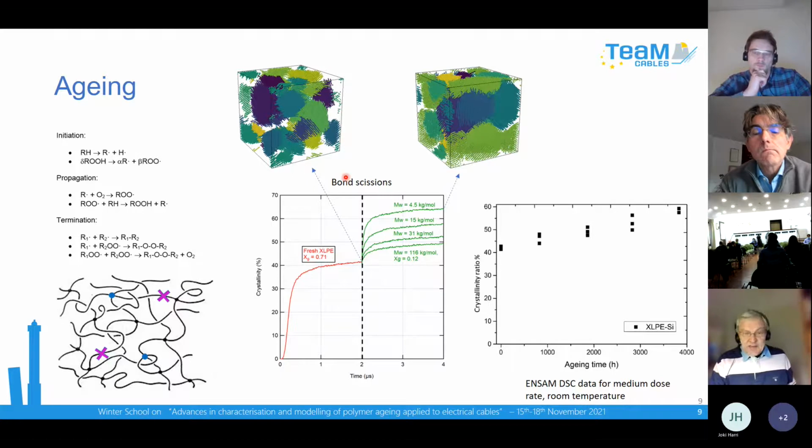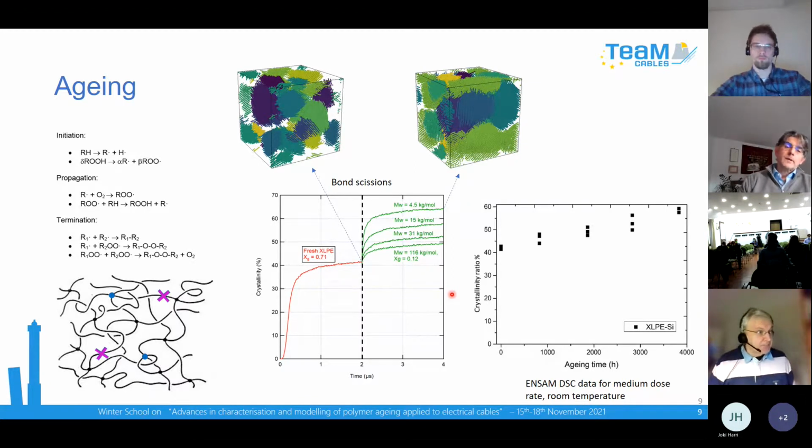So we can do that here. We can cut a certain fraction of all the chemical bonds at this point, and then we can continue the crystallization simulation. If we do that, we notice that the crystallinity increases due to aging, which is also, by the way, an effect that we have measured experimentally in this project. So we see really this effect of increased crystallinity due to aging. We call it chemicrystallization.